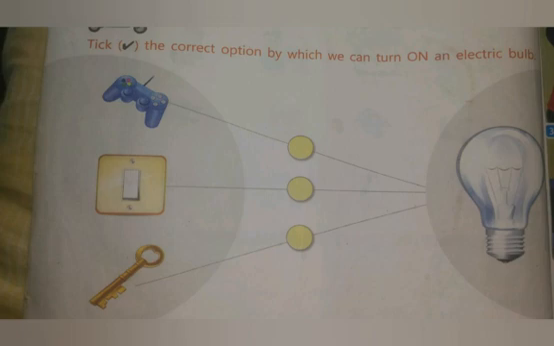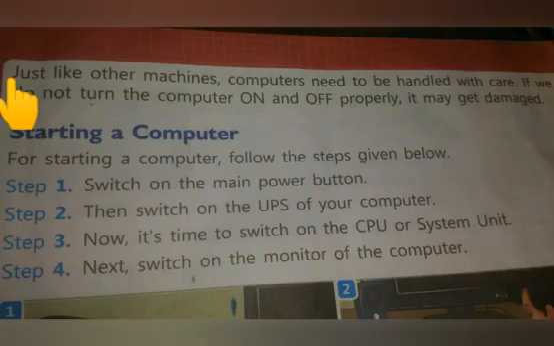Now moving towards the chapter, let us now learn how to switch on and switch off a computer system. Just like other machines, computer needs to be handled with care. If we do not turn the computer on and off properly, it may get damaged. So as you know, in your earlier chapter, I told you that computer is an electronic man-made machine. So it means to run the computer we need electricity.